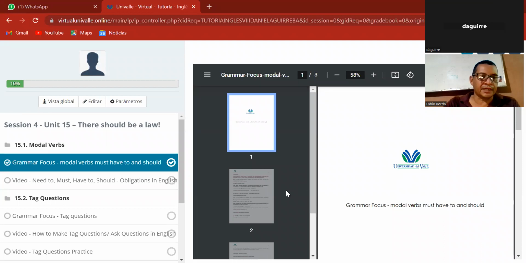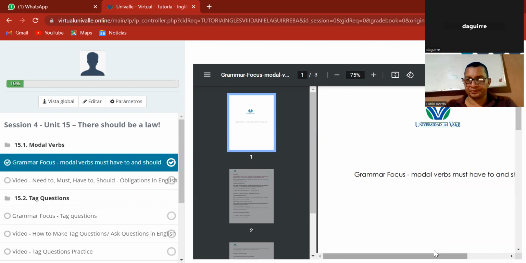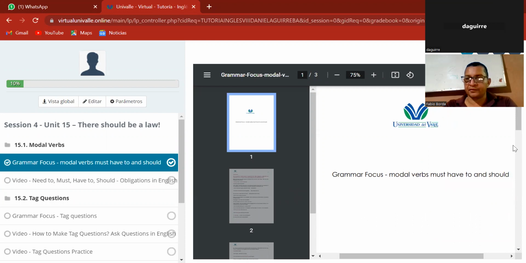Today we are going to study There Should Be a Law. This is session 4 and unit 15. The first activity is about modal verbs: must, have to, and should. As you can see, grammar focus: modal verbs, must, have to, and should.